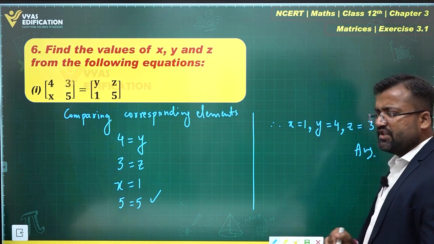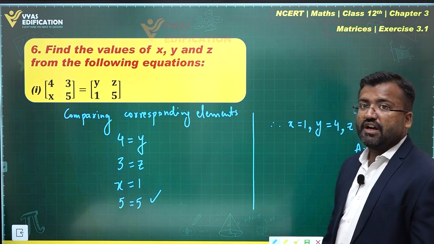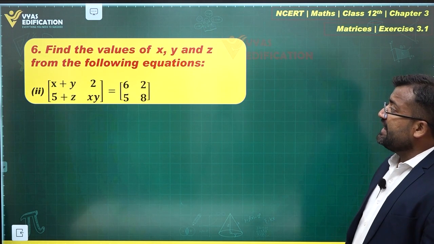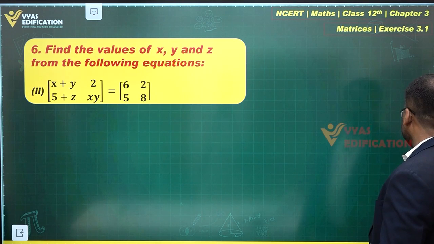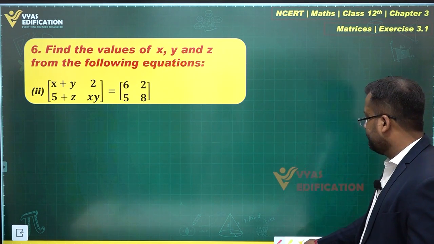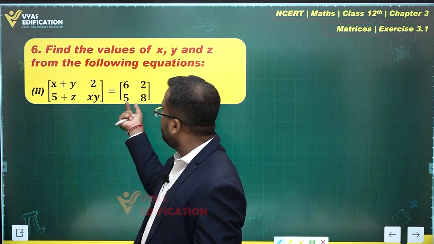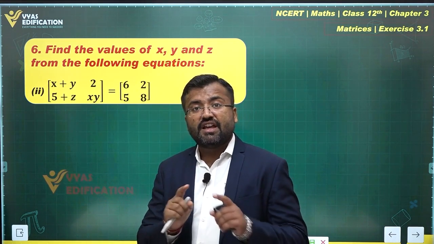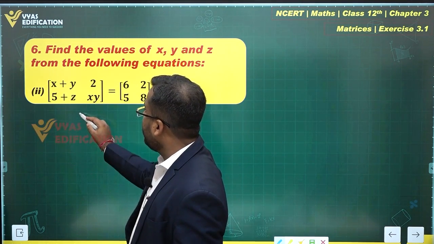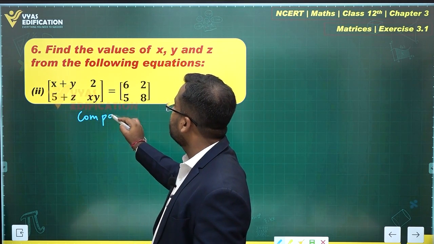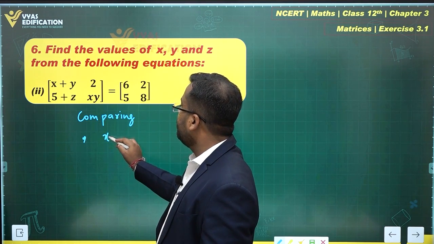This is a very easy question, right? This is a pretty easy question. And this is 6th part 1. Next, let us take a look at 6th part 2, which says, once again, find the values of x, y and z in this. We have a 2 by 2 matrix over here and a 2 by 2 matrix over here. The orders are same, therefore the corresponding elements must be equal. Let's compare.